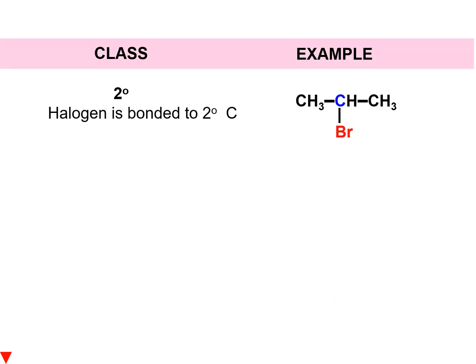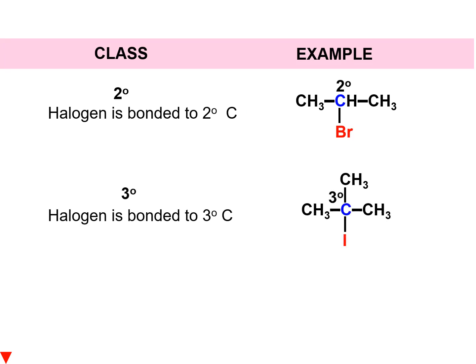Secondary haloalkene, halogen is bonded to secondary carbon. For example, 2-bromopropane is secondary haloalkene. Next, tertiary haloalkene, when halogen is bonded to tertiary carbon. For example, 2-iodo-2-methylpropane.